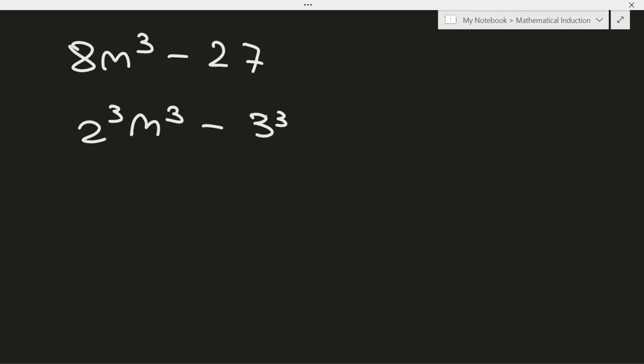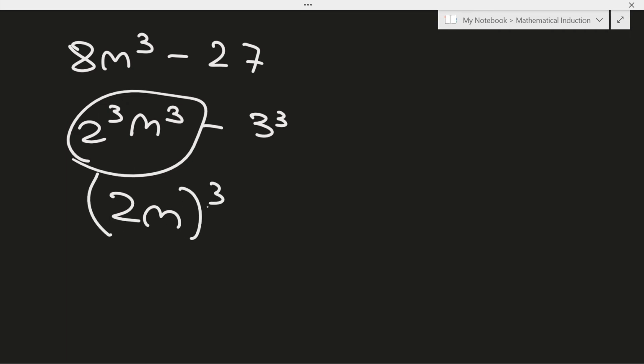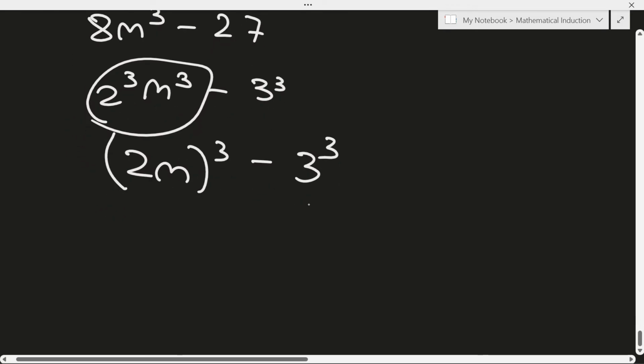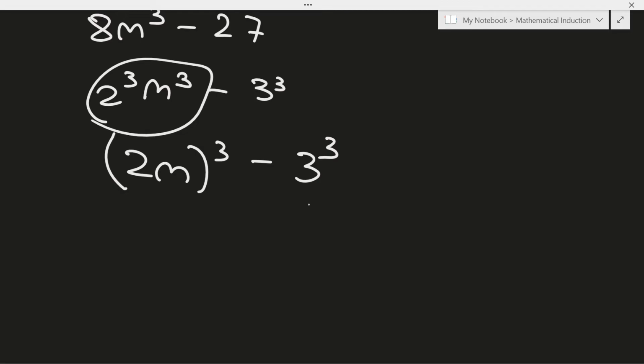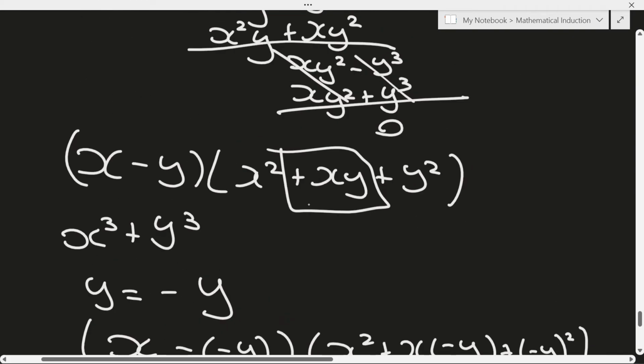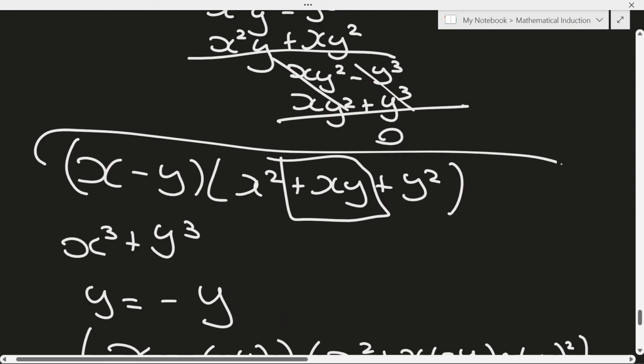So what we can have next, we can say that 8m cubed minus 27 on a whole is the same thing as saying 2m cubed minus 3 cubed, right? And this is where, with x being equal to 2m and y being equal to 3, we can just use this same exact method we had up here. We can just substitute the values in here.